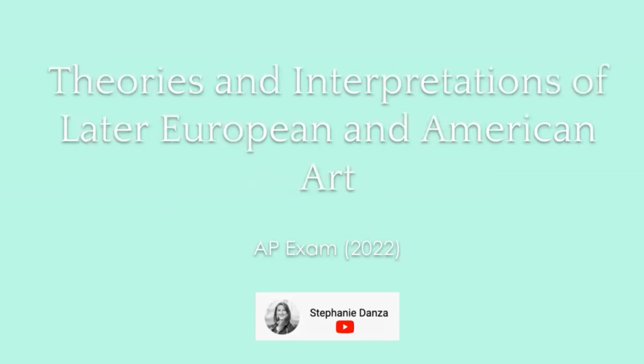Theories and interpretations of later European and American art. Art of this era often proved challenging for audiences and patrons to immediately understand. The study of art history is shaped by different theories and interpretations of art and art making that change over time and may be generated both by visual analysis as well as by scholarship.